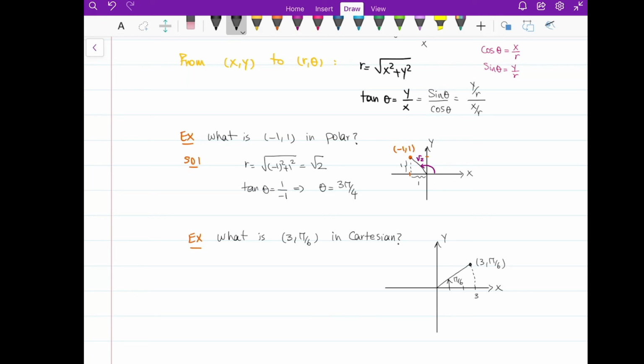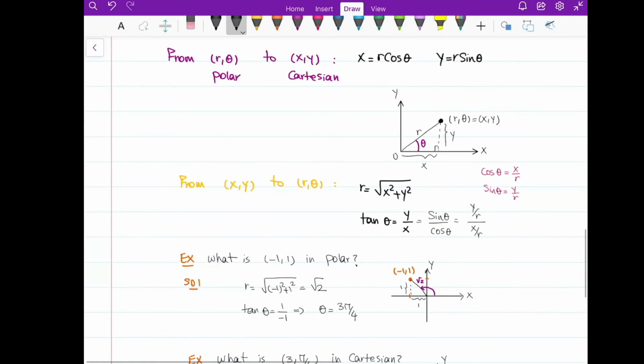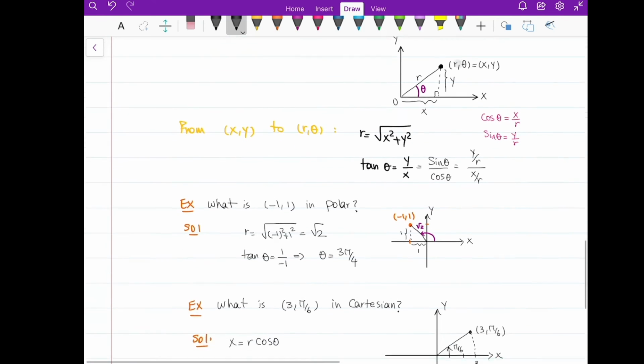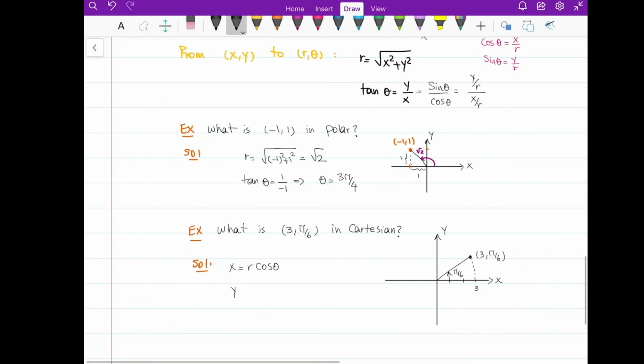What is this point in Cartesian? So the x coordinate of the point is r cosine theta based on the information that we have, and the y coordinate would be r sine theta. r is 3, cosine of pi over 6, which is 3 times root 3 over 2. And then this is 3 sine of pi over 6, which is 3 times 1 over 2. Okay, so this point is 3 root 3 over 2 and 3 over 2.